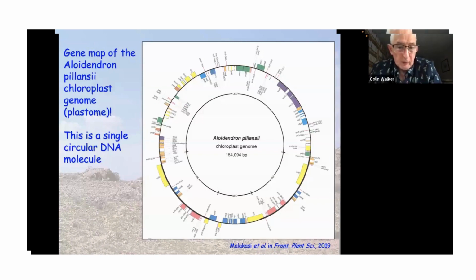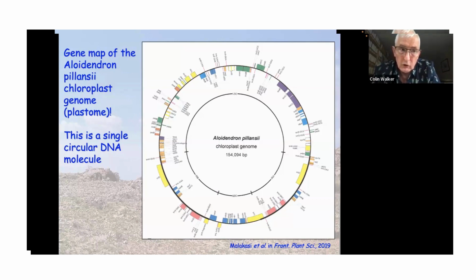Just to hit you with some molecular biology, I will be asking questions later. We've now jumped to 2019, and Malakazi and colleagues in Frontiers in Plant Science published another molecular study. This is a gene map of the chloroplast genome of Aloidendron palanzii.